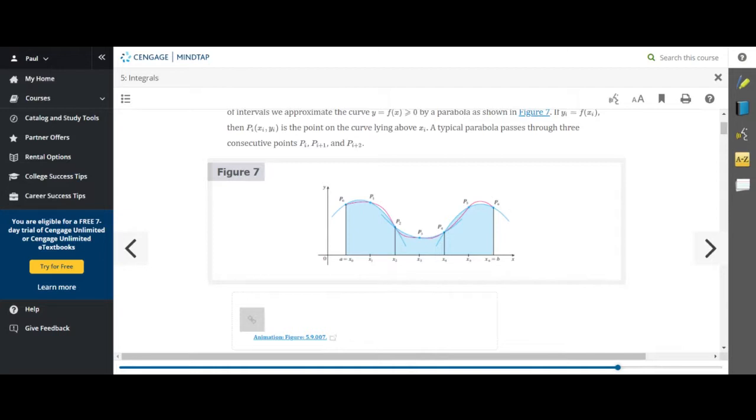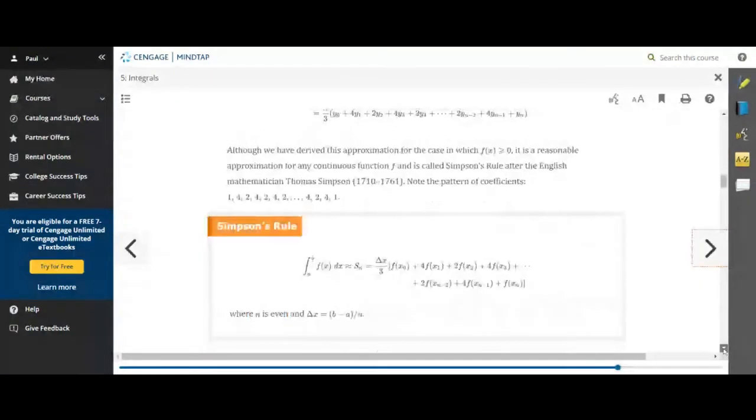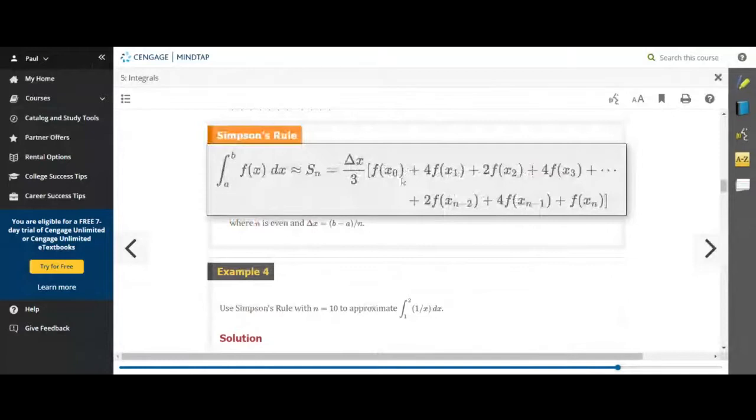They derive it in the textbook, but I'm going to let you look at the derivation. It'll take you a while to feel comfortable with it. I want to get right to the formula. So the formula for Simpson's rule is here. That's the formula for Simpson's rule based on n subintervals.